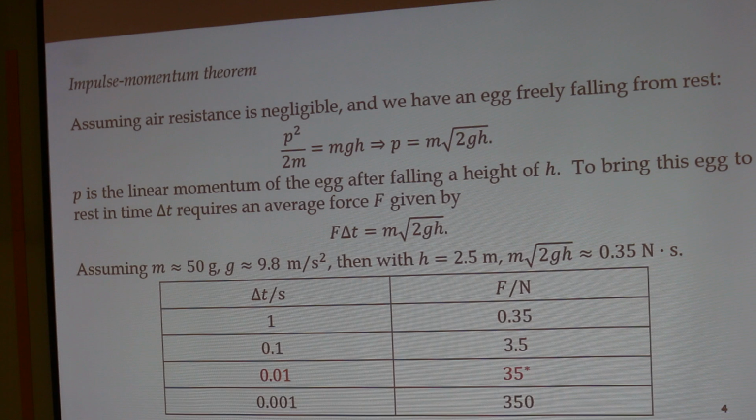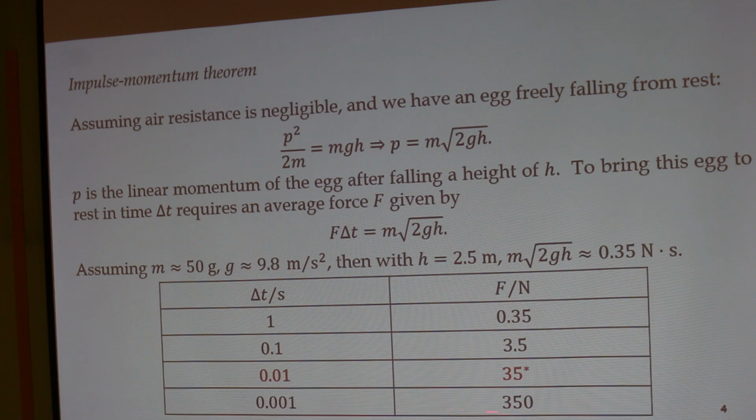When it hits the floor, it comes to rest. And when it comes to rest, from the impulse-momentum theorem, we know that there must be a force that allows this change in state of motion. So from here we can estimate: if the time it takes for the egg to stop, that means to go from this linear momentum to 0, is say 1 second, this will be the force experienced by the egg on average over 1 second. Average over 0.1 second, 3.5 Newton. 0.01 second, 35 Newton. Typically the impact time is this, and it will be 350 Newton.